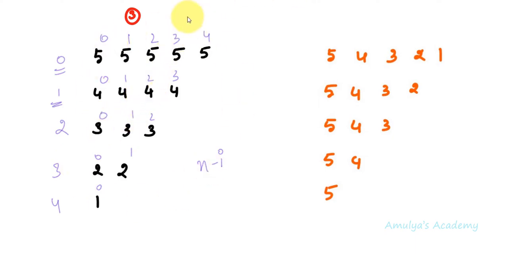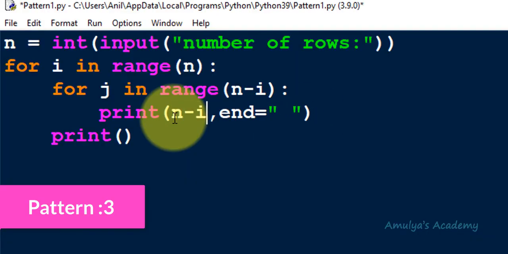So here n value is 5. When I do 5 minus 0, I'll get 5. When I do 5 minus 1, I'll get 4. When I do 5 minus 2, I'll get 3. When I do 5 minus 3, I'll get 2. When I do 5 minus 4, I'll get 1. So to print these numbers, here I'll print n minus i value.